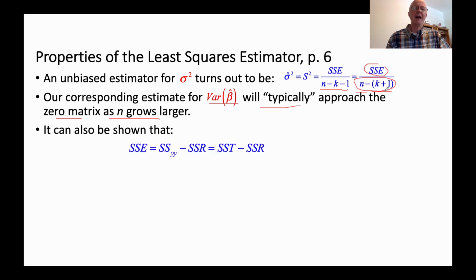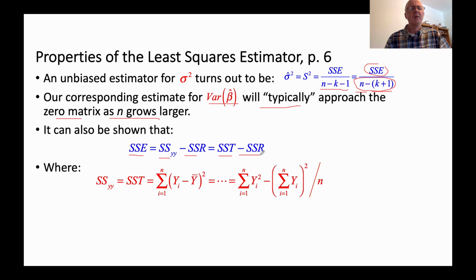It can also be shown that SSE, our old friend, sum of squares of errors, residuals, is SSYY, which I've also called SST, sum of squares total, minus SSR, sum of squares regression. I did mention this in the context of simple linear regression before. I think it was lecture 17. It might have been the first video I made for this course, spring of 2020. Where SSYY, again, means SST.